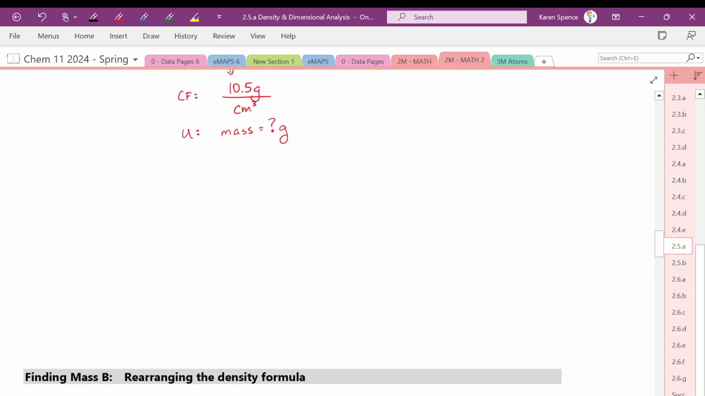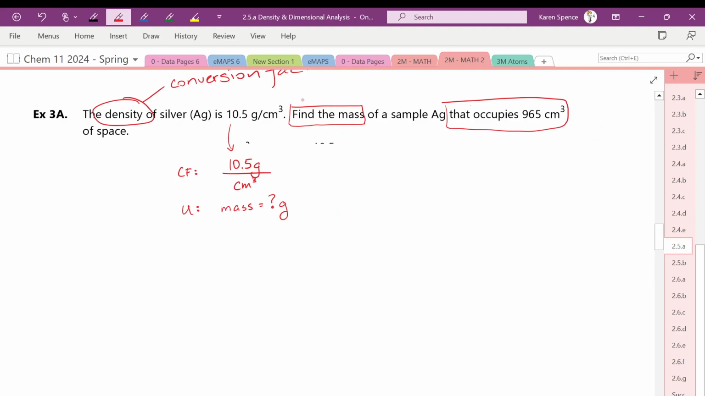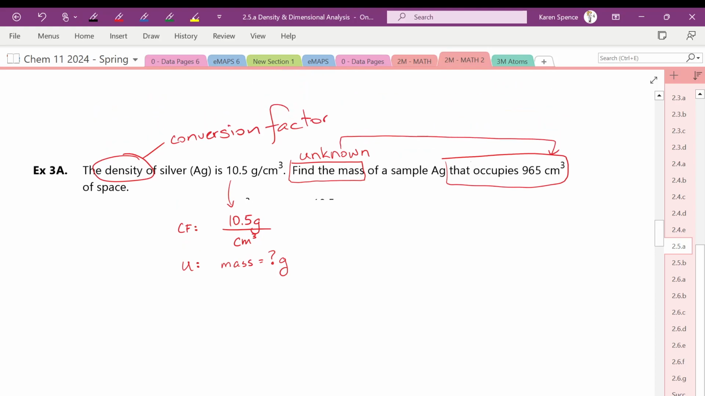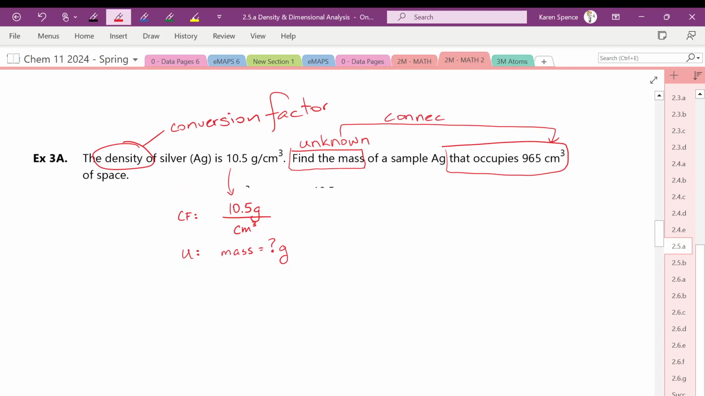So our unknown is the mass in grams. And do you remember that the unknown is connected to the initial quantity? Find the mass of what? Find the mass of 965 centimeters cubed. So our initial is 965 centimeters cubed.